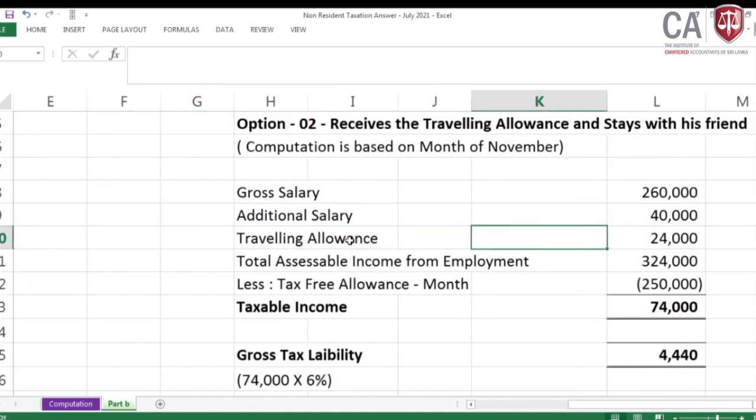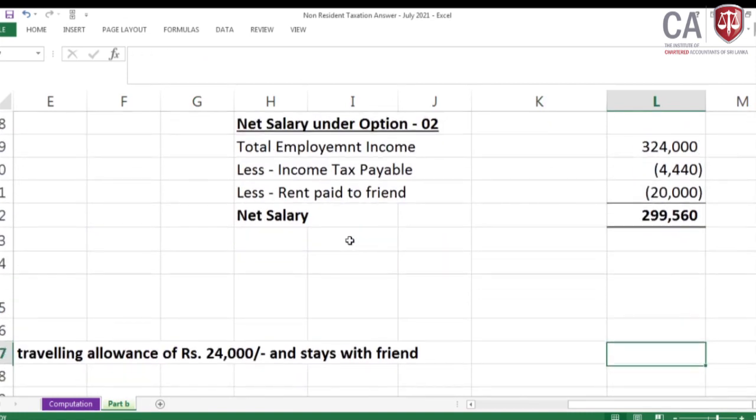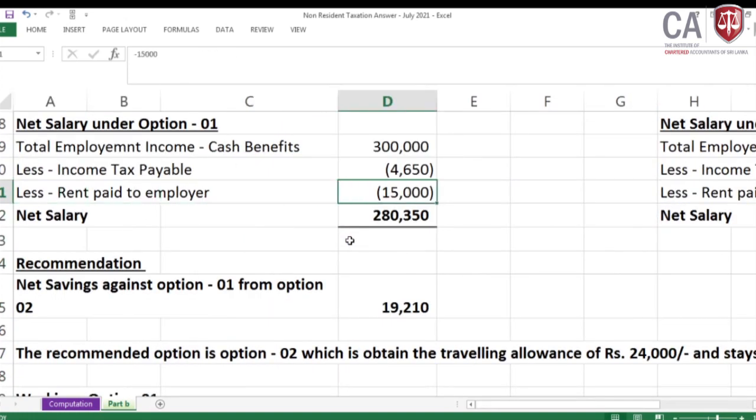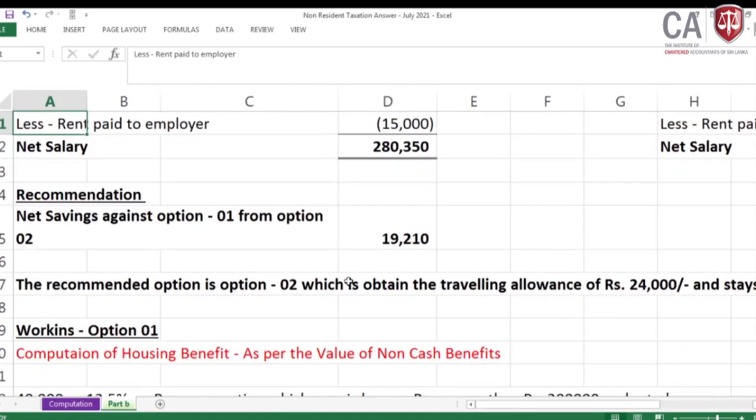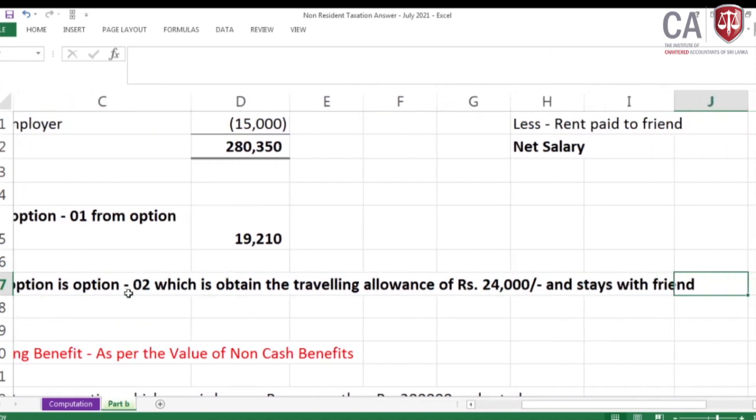With reference to the housing benefit, here he has to pay 20,000 as rent, and there he has to pay only 15,000. Even though there is a 5,000 additional payment for the rent if we go for option 2, option 2 is the most favorable option to Mr. Rohan. The benefit is 19,210. Therefore, my recommendation based on the calculation, nothing other than that, is option 2, which is to obtain the travelling allowance of rupees 24,000 and stay with the friend.